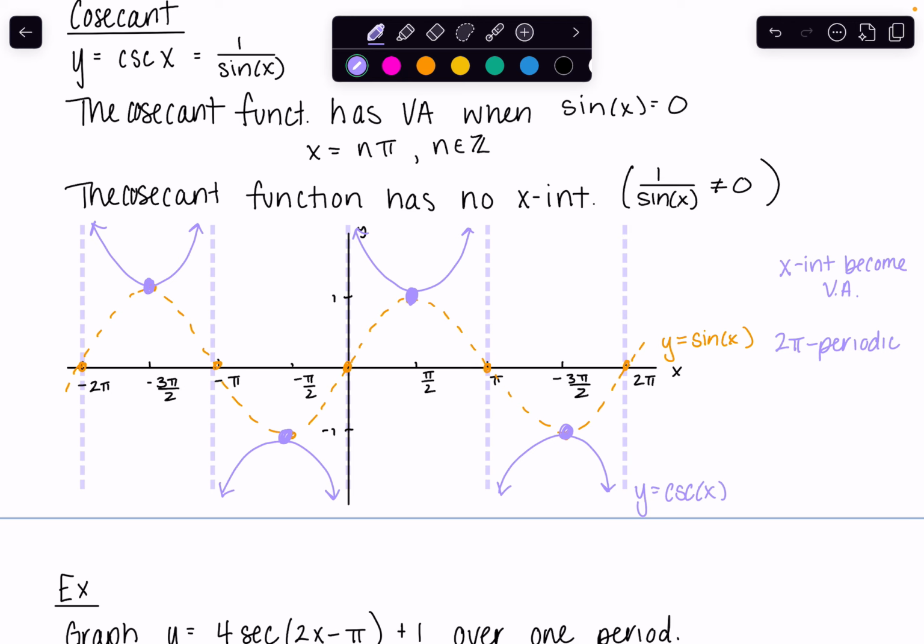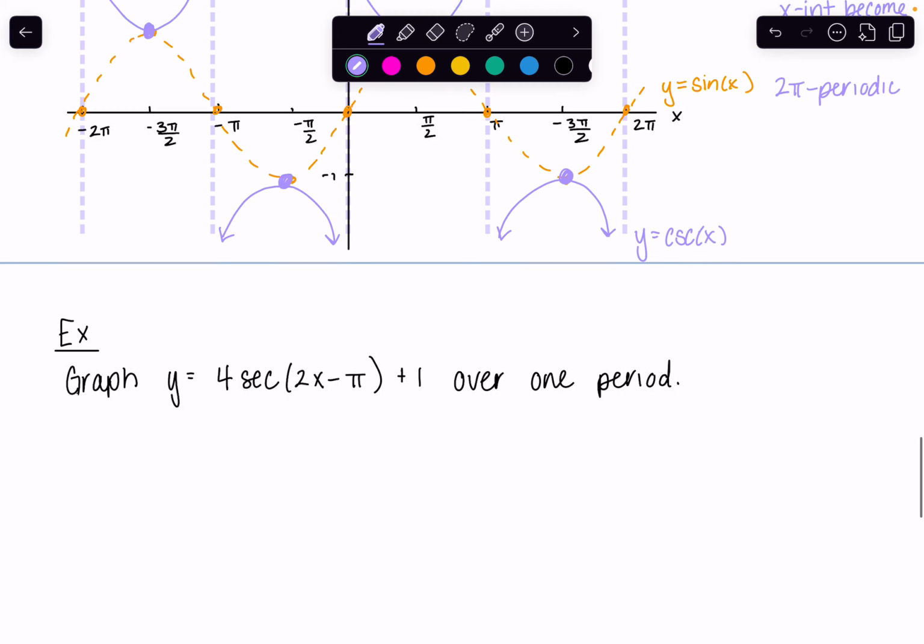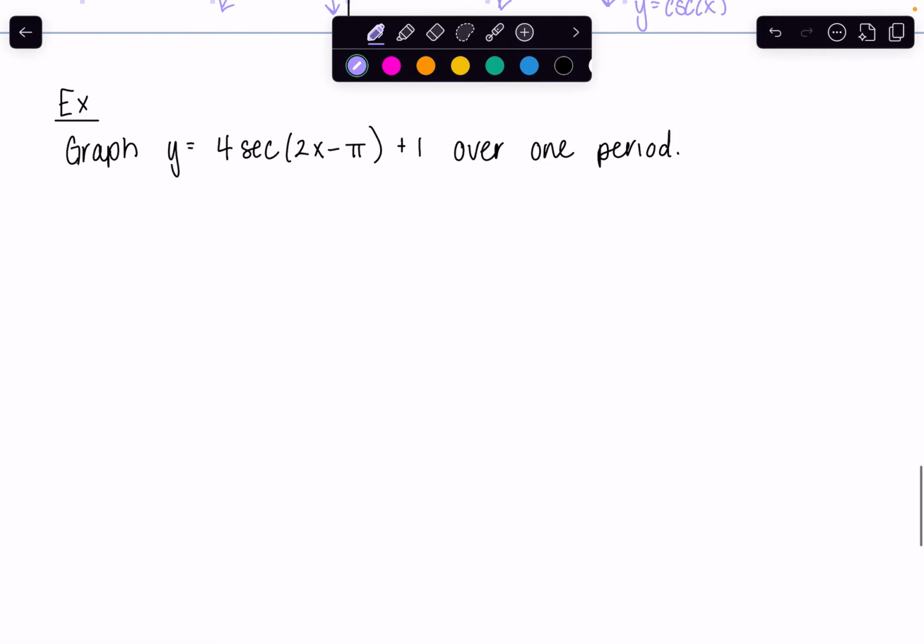So I'm gonna make this as complicated as I can. We're gonna graph a really nasty one that has everything. We'll find all of those key components. Again, we don't really have an amplitude here. It is just the sine and cosine we're gonna be concerned for. So let's go ahead and graph y equals 4 secant of 2x minus pi plus 1 over 1 period.